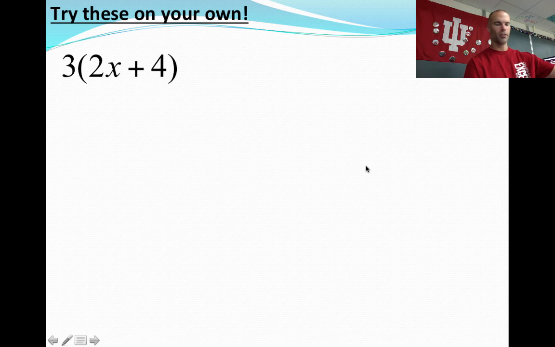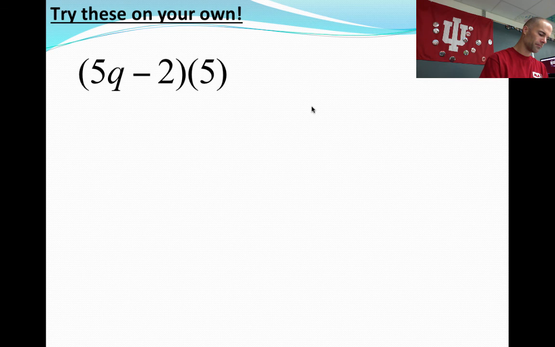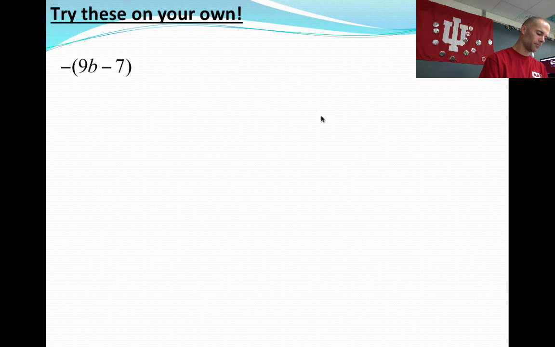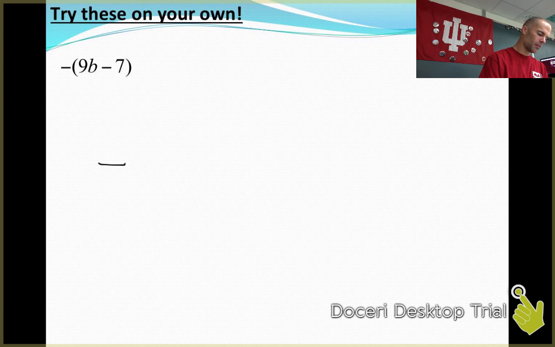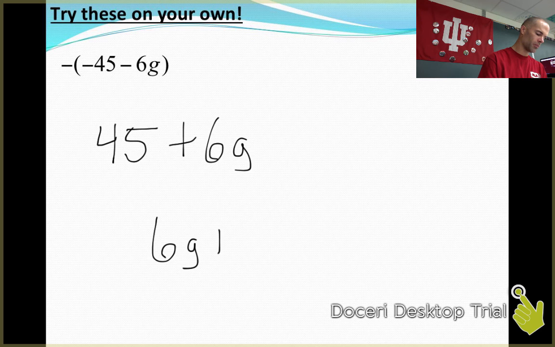All right, so you're going to try these on your own here, and then you're going to check your work. We go to distribute, so that's going to give you 6x plus 8. It's going to give you 25q minus 10. Negative 9b plus 7. Positive 45 plus 6g, which would be 6g plus 45.